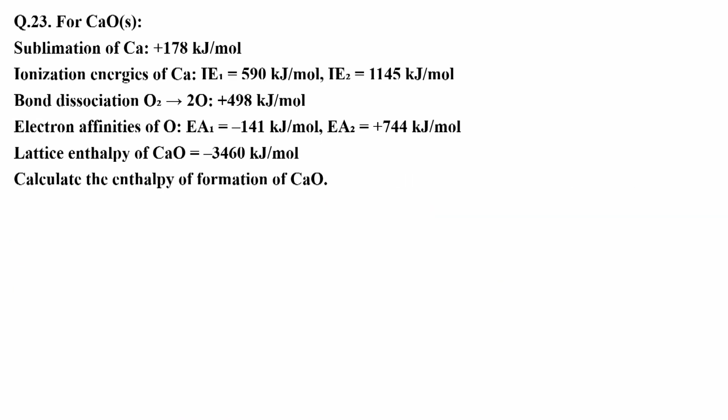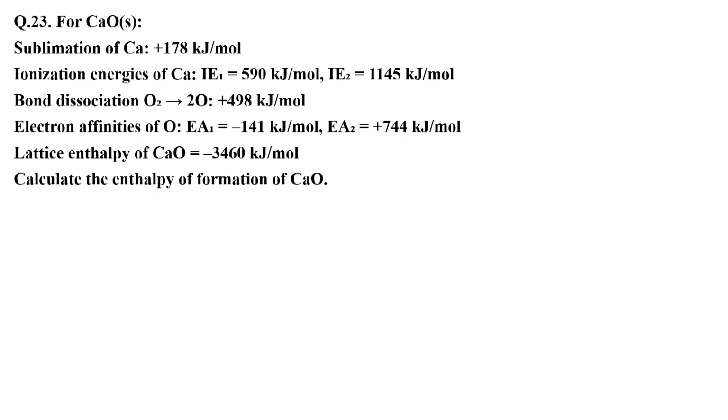Next, we discuss problem number 23. For CaO, sublimation of Ca is given plus 178 kilojoule per mole. Ionization energy of Ca is also given 590 kilojoule per mole for IE1 and for IE2 it is 1145 because in CaO, Ca is plus 2 charge. Okay. So, that is why there are two ionization energies given.